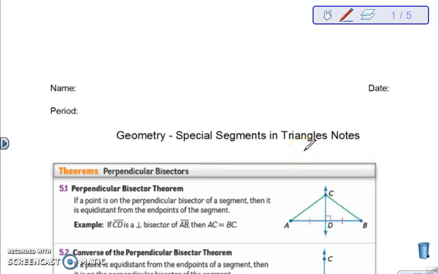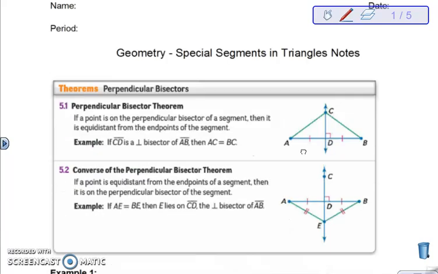Alright, welcome. Today we are talking about special segments in triangles. So we're basically going to be using some of the rules we talked about before as far as angles of triangles adding to 180, and things like that, and combining them with a couple other terms we've already seen before. The first of which is the perpendicular bisector theorem.